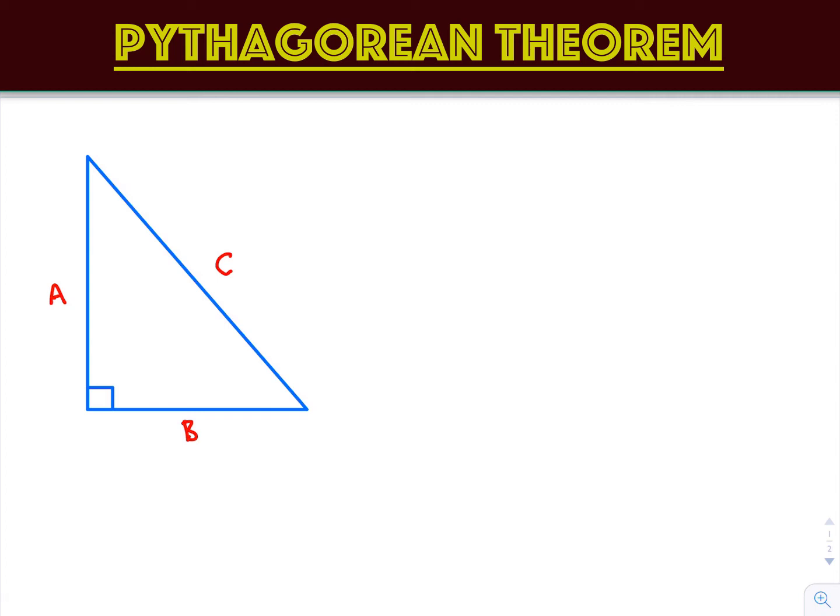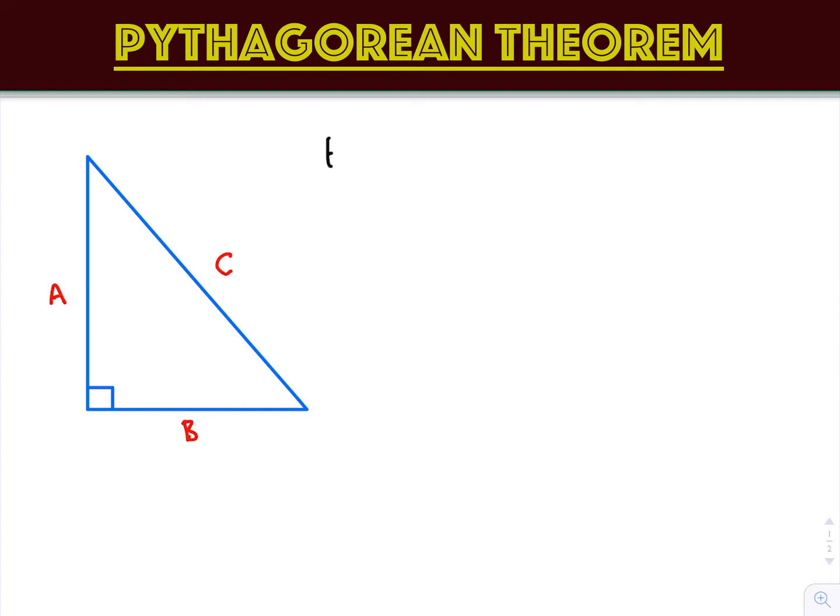Hey guys, it's Mr. Dugal, and today we're going to talk about the Pythagorean Theorem. The Pythagorean Theorem says that when we add the squares of two legs of a triangle, it equals exactly the square of the hypotenuse of a triangle. So let's go through that. Let's define our side lengths, and then we'll do a couple examples of what we're talking about.